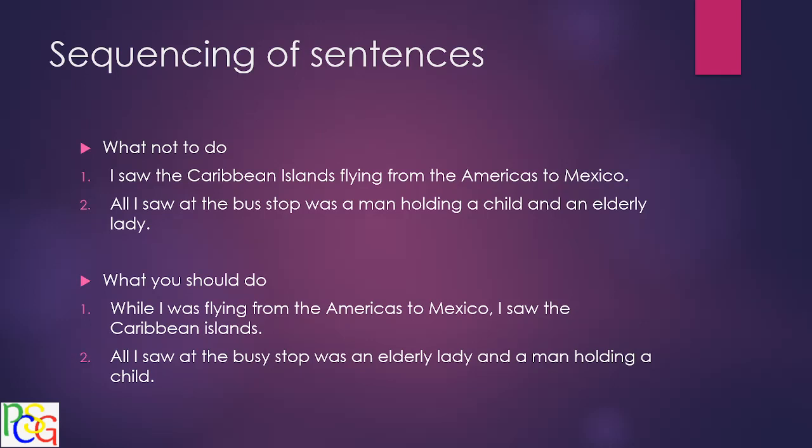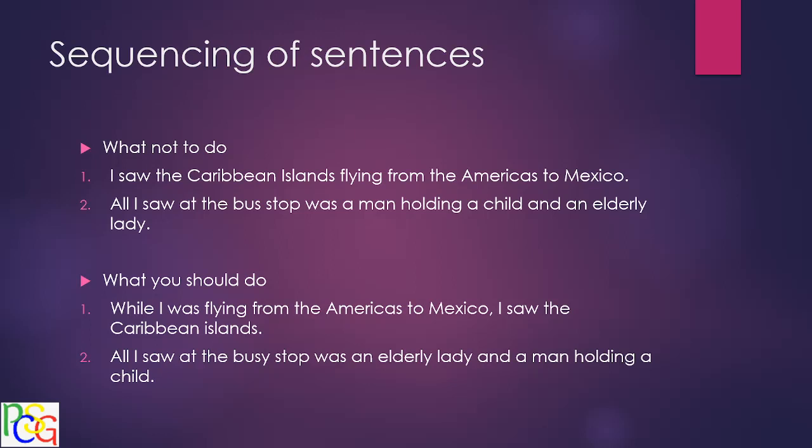Anyways, for the second example I have here, I have: all I saw at the bus stop was a man holding a child and an elderly lady. The way that it should be written is: all I saw at the bus stop was an elderly lady and a man holding a child. Now you can see here very much how the sequencing of that sentence matters.